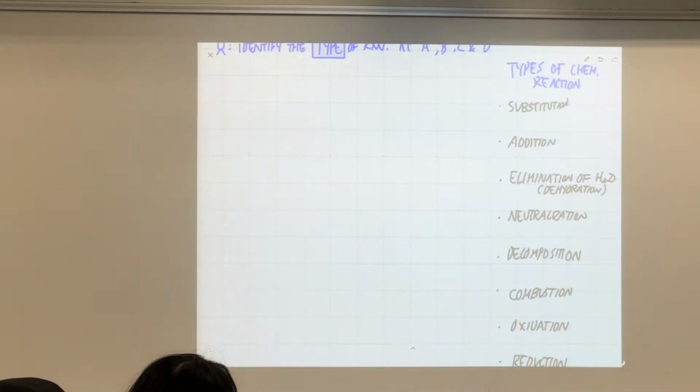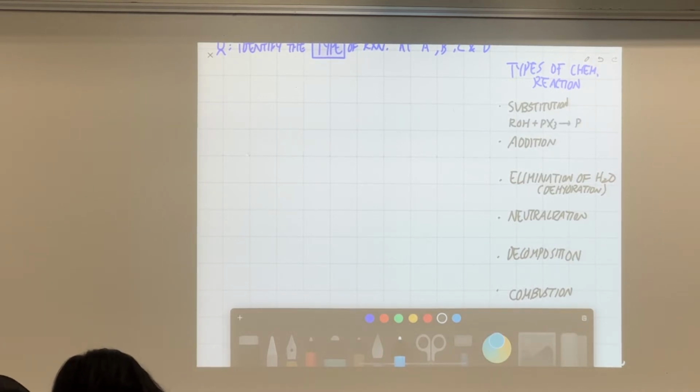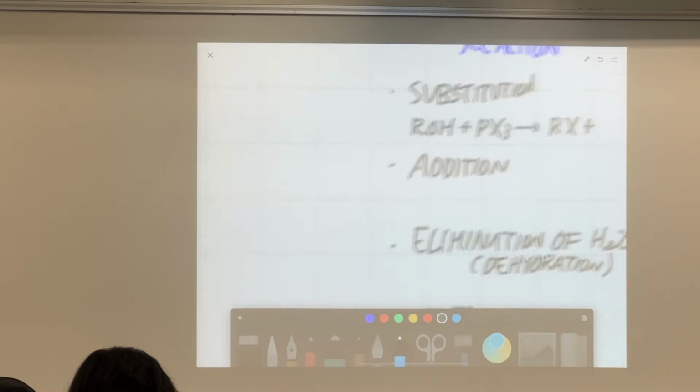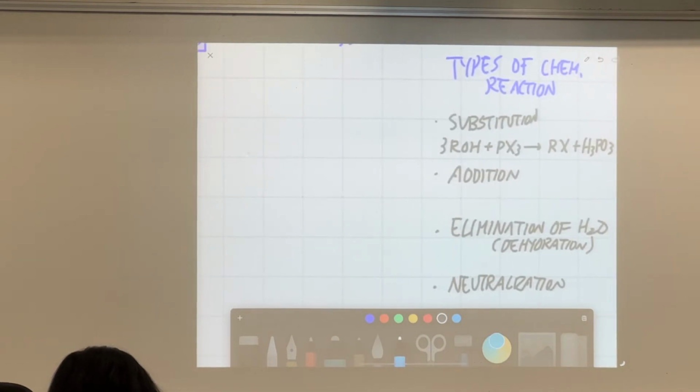So substitution, you can write ROH plus PX3 gives RX plus, what is the other product? What is the other product that you get when you halogenate alcohol? Water? No, it's phosphorus acid. Right? Okay, so remember, time to do revision.